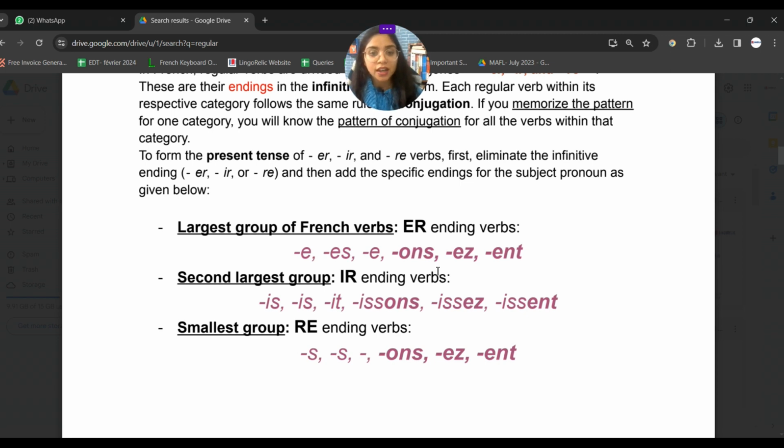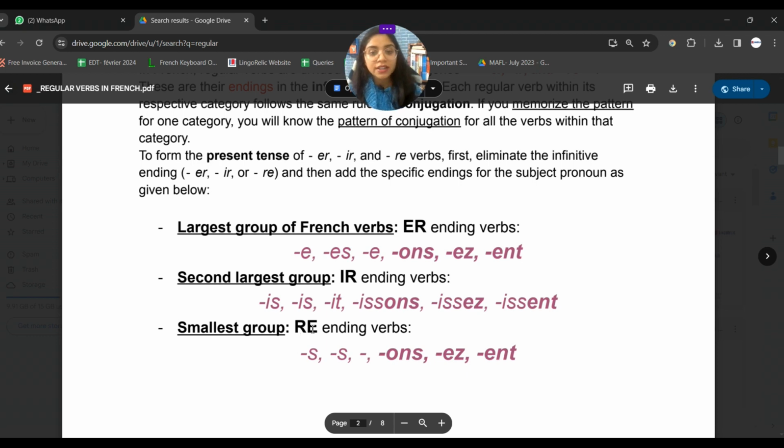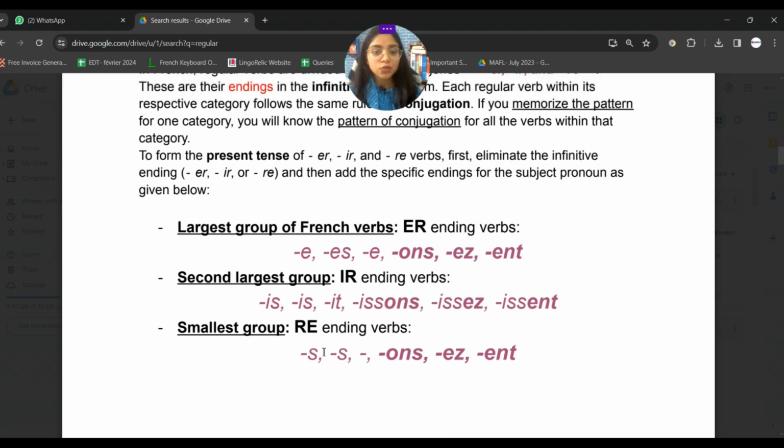Next would be the second largest group, which is IR ending verbs. So you have the endings IS, IT, ISS, ONS, ISS, EZ, and ISS, ENT. In French, you could also say ES, ES, ET, ESSONS, ESSEZ, ESSENT.